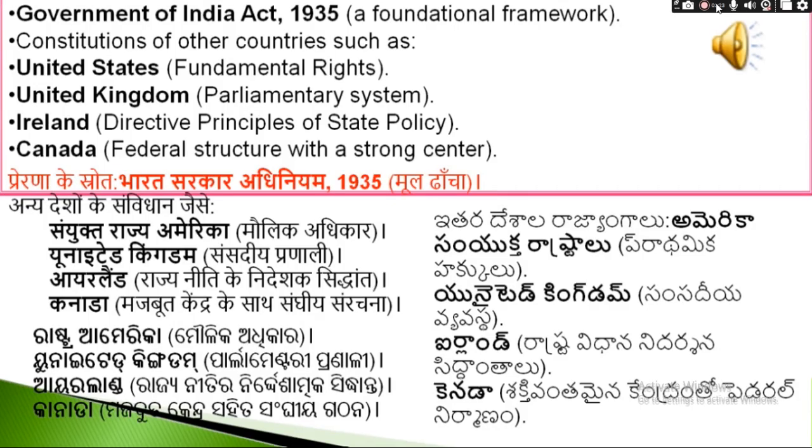Government of India Act, 1935, a foundational framework. Constitutions of other countries: United States, fundamental rights. United Kingdom, parliamentary system. Ireland, directive principles of state policy. Canada, federal structure with a strong centre.